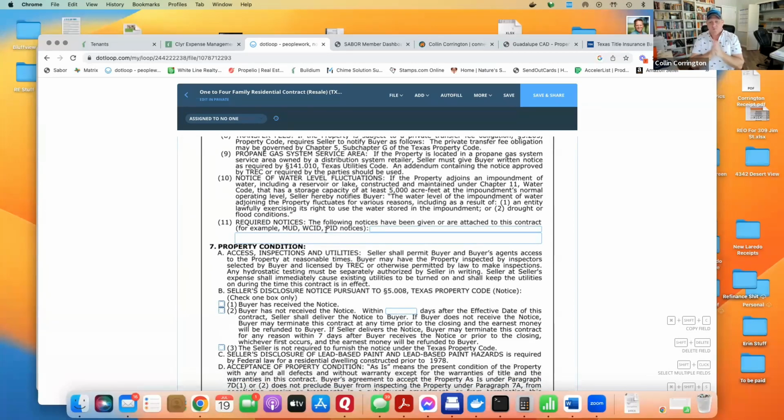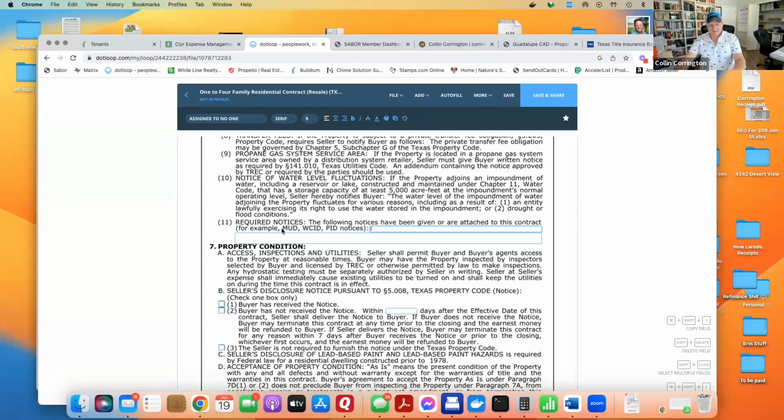Required notices. This is, the world's getting trickier and trickier. If you are in a separate MUD, I don't even know what that is, or a PID, you have to put notice in here. The following notices have been given or attached to this contract. MUD is a managed municipal utility district. So if they've got water it's basically owned by the subdivision. A PID is a public improvement district. Again, it's a form you got to fill out.